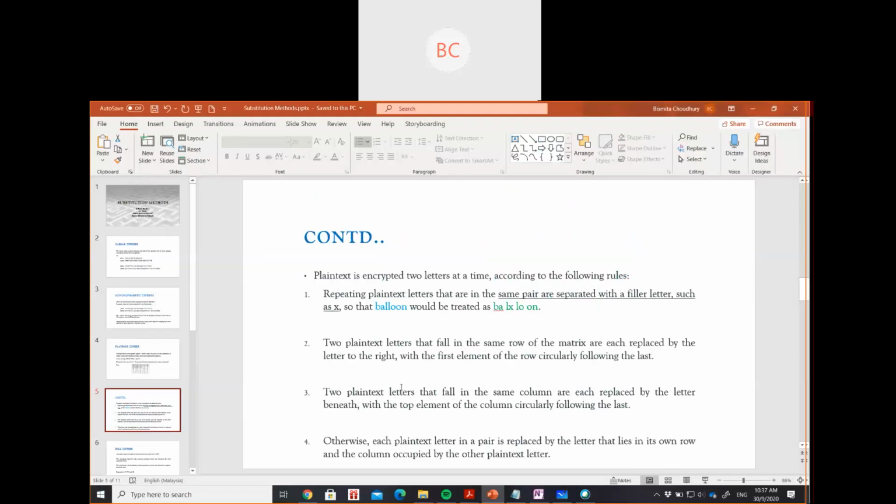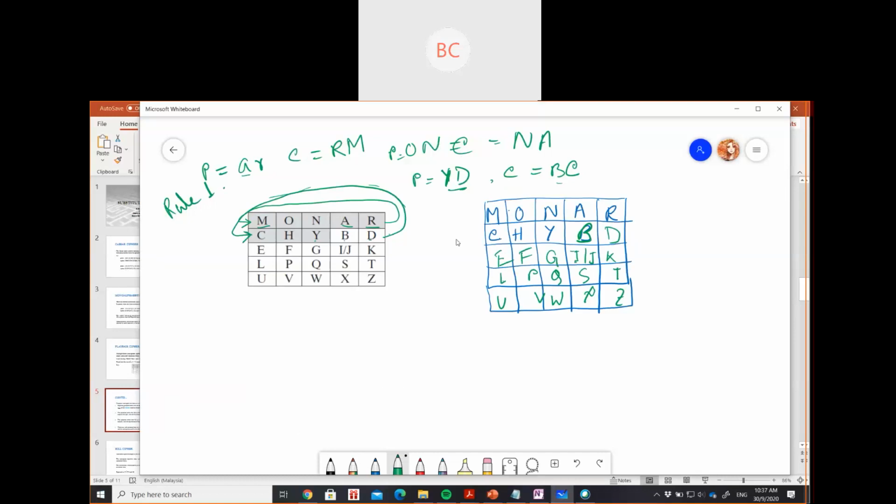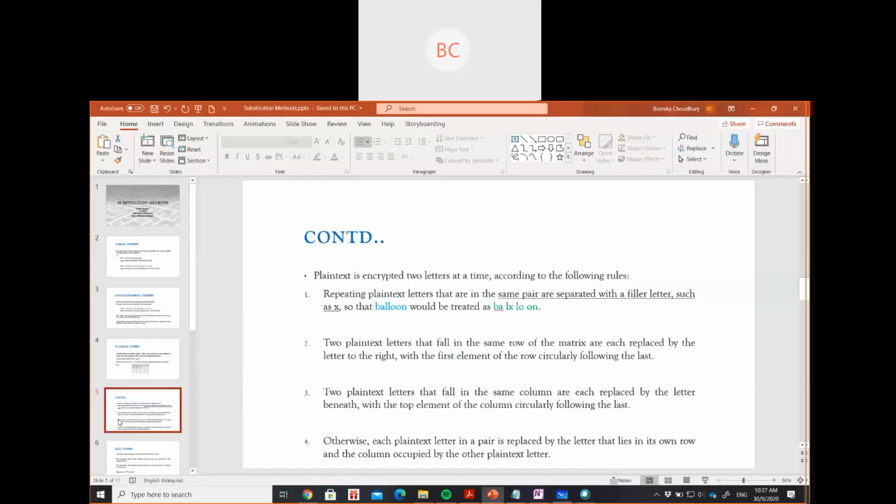Okay, so next is your third rule. This was your second rule. The first rule was you cannot keep anything in a pair; you just need to fill up the pair. So what is the third rule? Two plain text letters that fall in the same column are each replaced by the letter beneath, with the top element of the column circularly following the last.